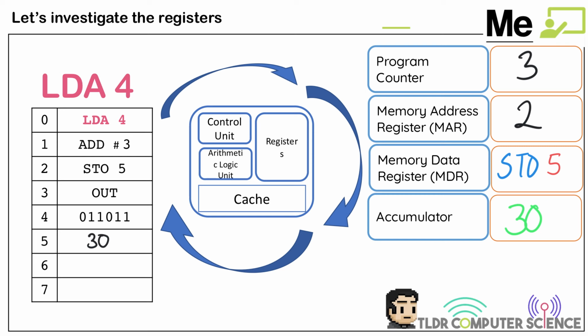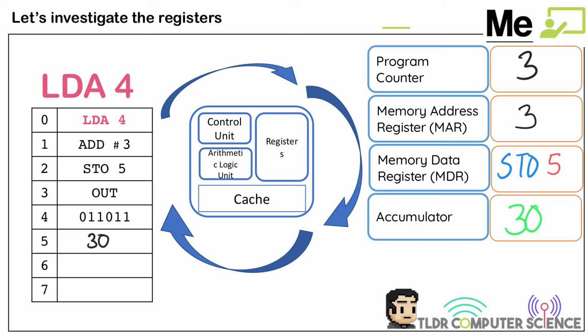Am I finished? What's next? I've just executed, so what's next? Absolutely. Fetch. What should I fetch? 3. So I put 3. What do I do with it? I copy it into the memory address register. Put 3 in here. Anything else I need to do?